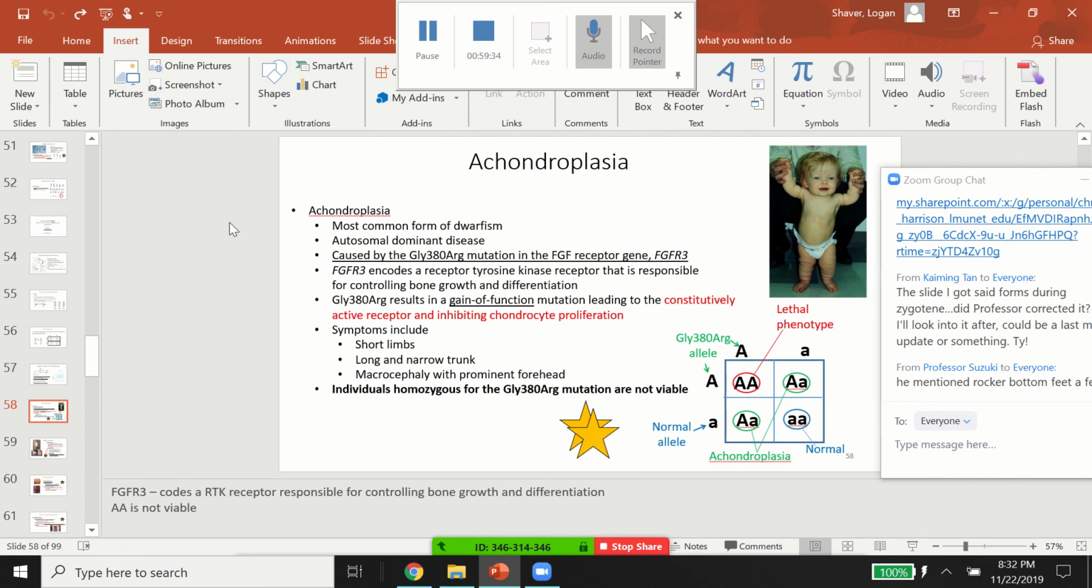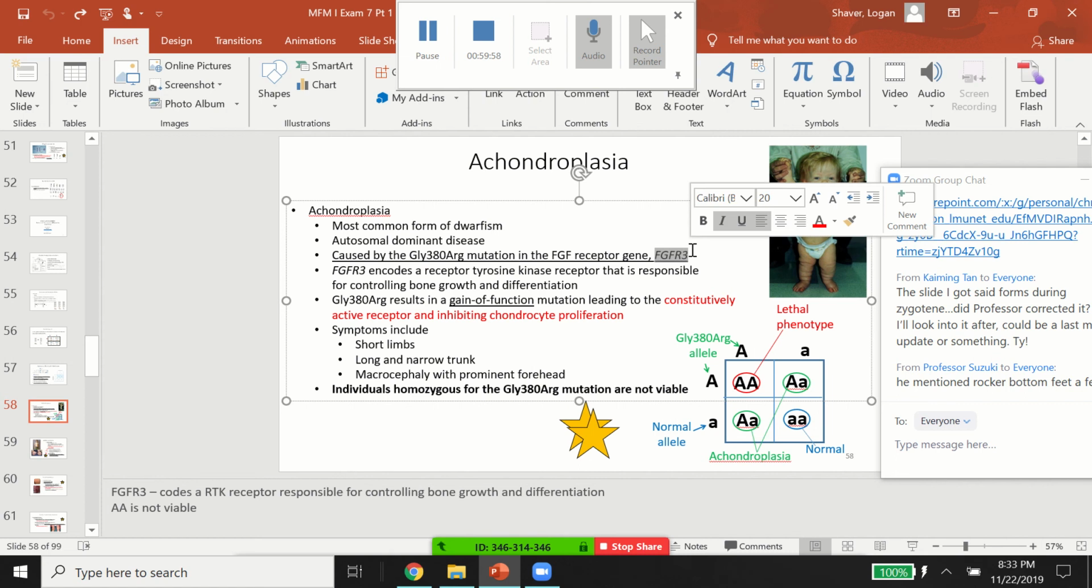Yeah. So just know achondroplasia is autosomal dominant. Make sure you know all of these diseases and which one they are. So autosomal dominant, yep, achondroplasia. Also, with achondroplasia, know this glycine 380 arginine mutation. So know that part, as well as what gene is affected with that. So FGFR3. That's very, very important to know for achondroplasia.